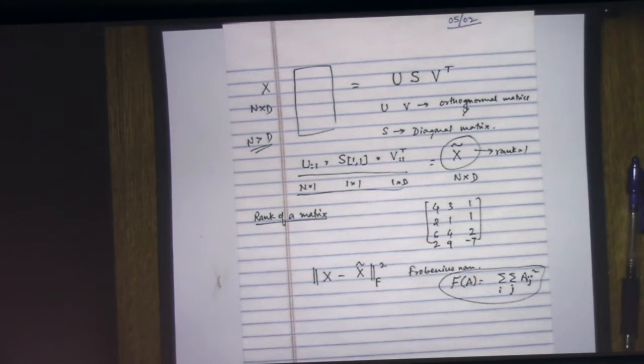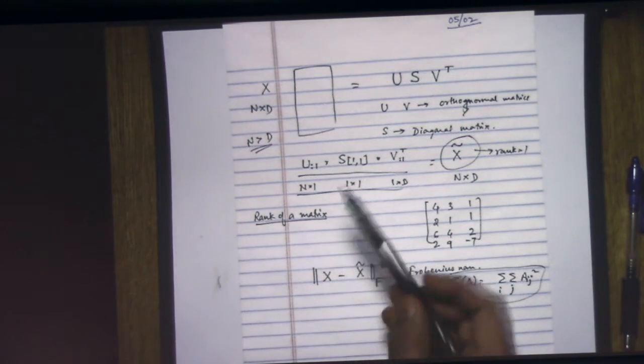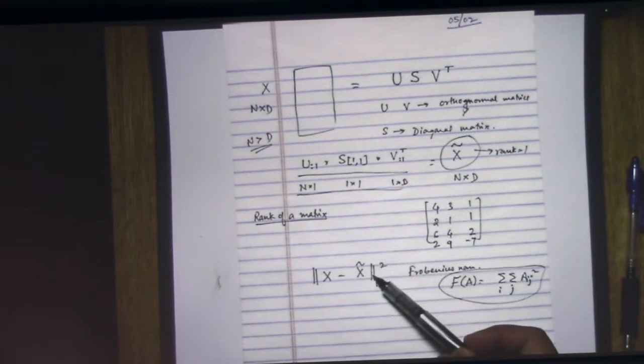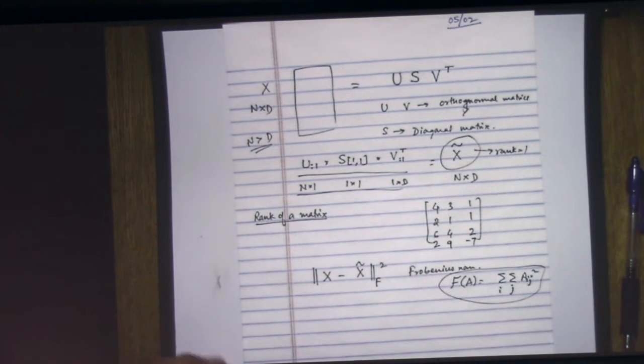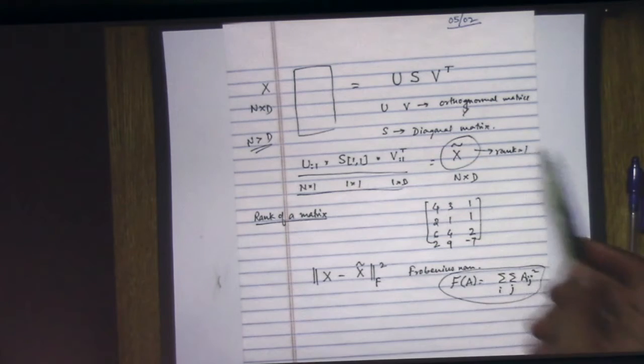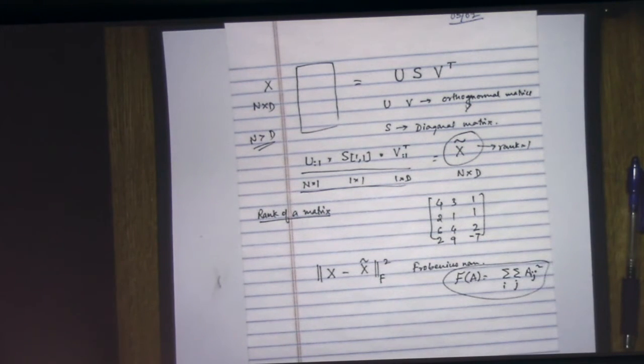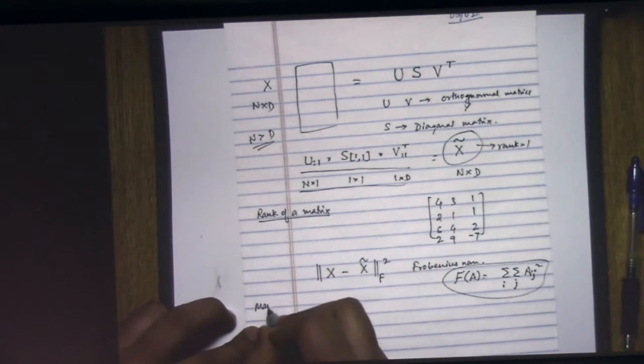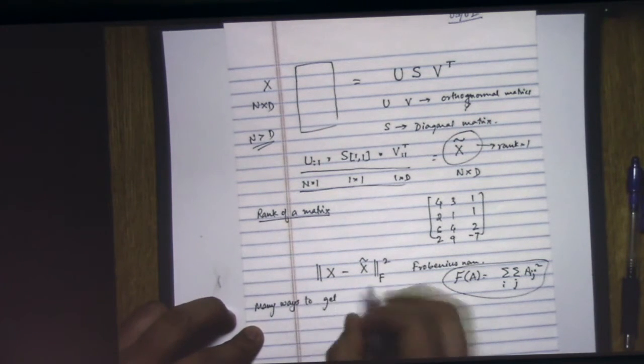So what SVD says is that if you use SVD to compute the rank 1 approximation of a matrix, then this will be the minimum for SVD, because there are many other ways to get a rank 1 approximation of a matrix, right?